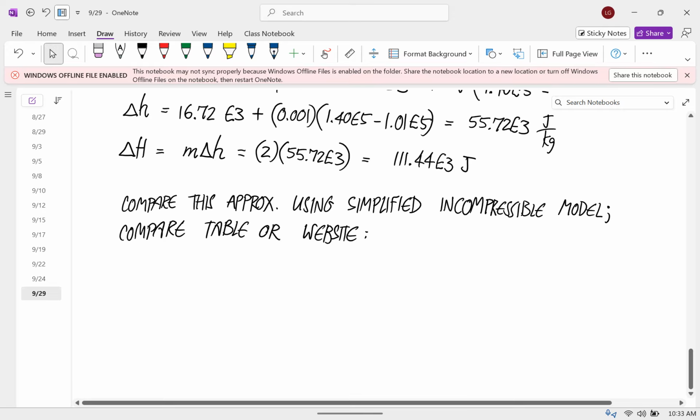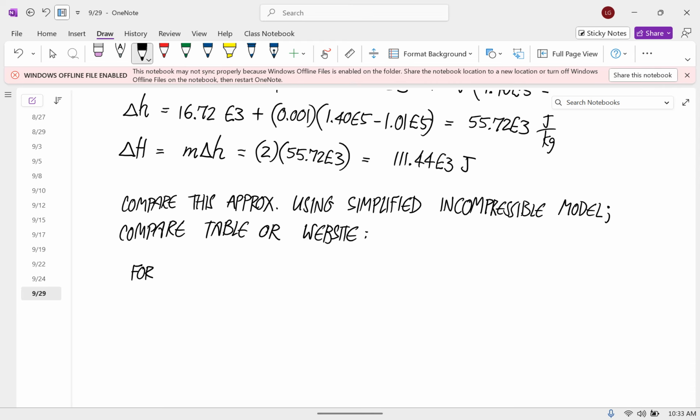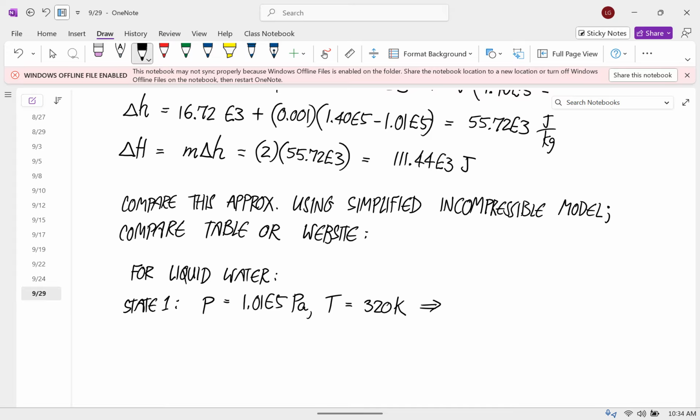So first, we're talking about liquid water. At state 1, we have a pressure of 1.01 times 10 to the fifth and a temperature of 320 Kelvin. And we're going to look up the specific internal energy, and we're going to look up the specific enthalpy.